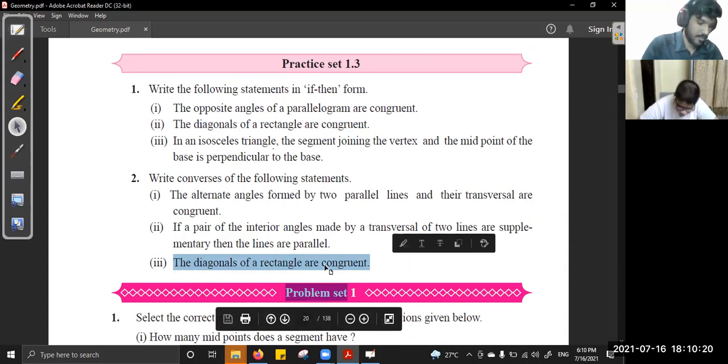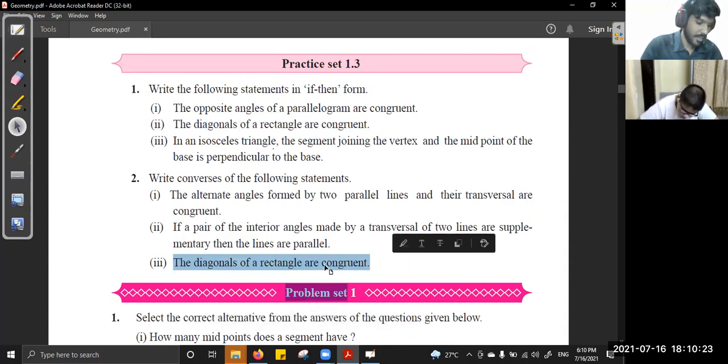Okay, the if-then form will be: if the quadrilateral is a rectangle, then the diagonals are congruent. And then when you take the converse, if the diagonals of a quadrilateral are congruent, then it is a rectangle.